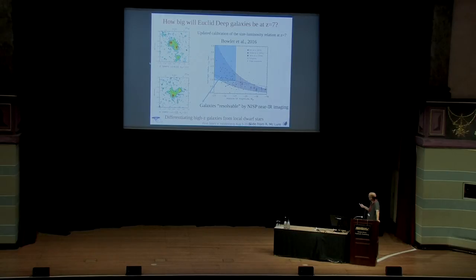And here is the most recent calibration of the size-luminosity relation for these galaxies. And basically, in this area, this is what Euclid will probe. And in this area, it will be possible to differentiate between a point-like object and an extended object.